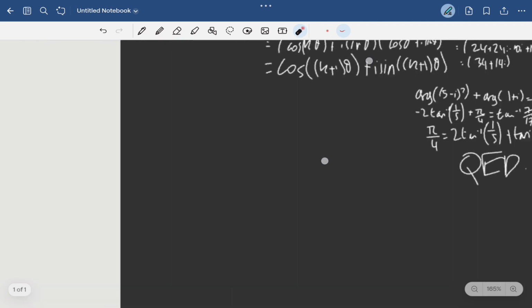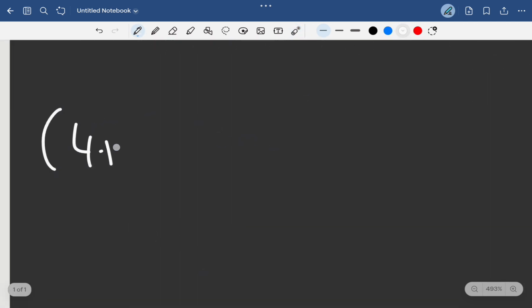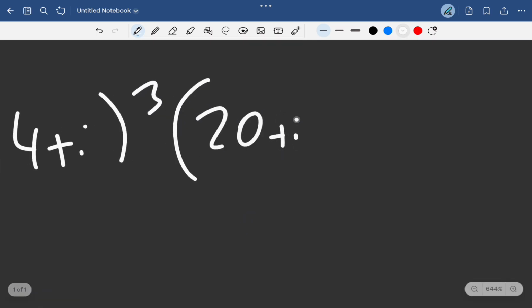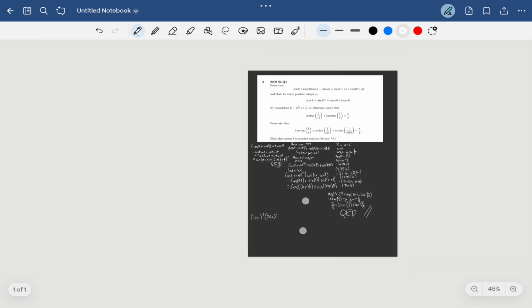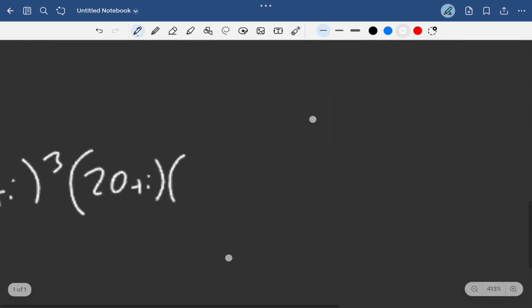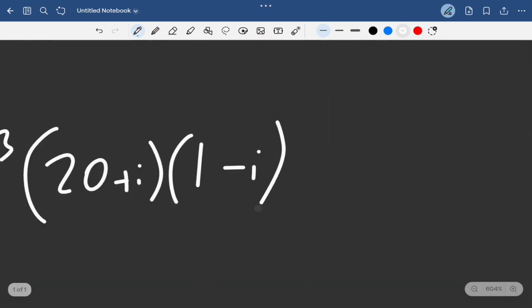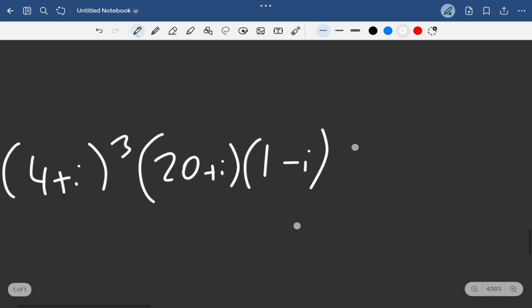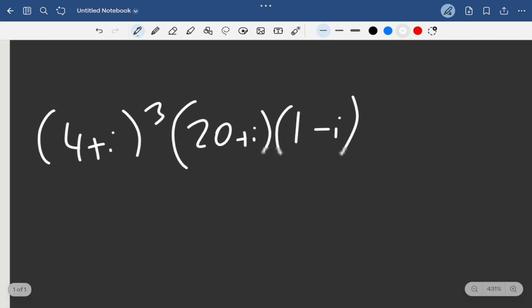So, the equation would look something like this. It would be 4 plus I cubed multiplied by 20 plus I multiplied by, and then since I'm moving the pi over 4 to this side and I'm moving the arctan to this side, it will be multiplied by 1 minus I. Okay? So let's multiply this 4 plus I cubed out. As long as we show it's equal to 1985 minus I, we should be good.